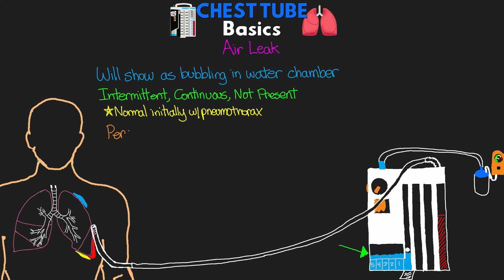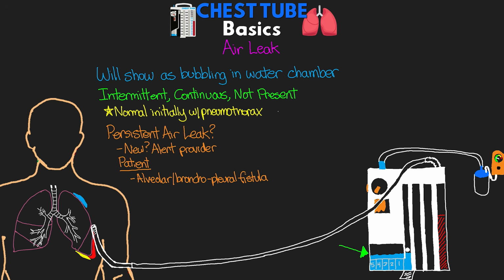Now, if our patient has a persistent or a continuous air leak, this is definitely something that we want to keep an eye on. And if it's new, this is definitely something we need to alert the provider for. But there can be several reasons why we would have this persistent air leak. For the patient themselves, if they have an alveolar pleural fistula or a bronchopleural fistula, something like that that is allowing air to continue to go from our respiratory system into the pleural space, then they would continue to have a persistent air leak.